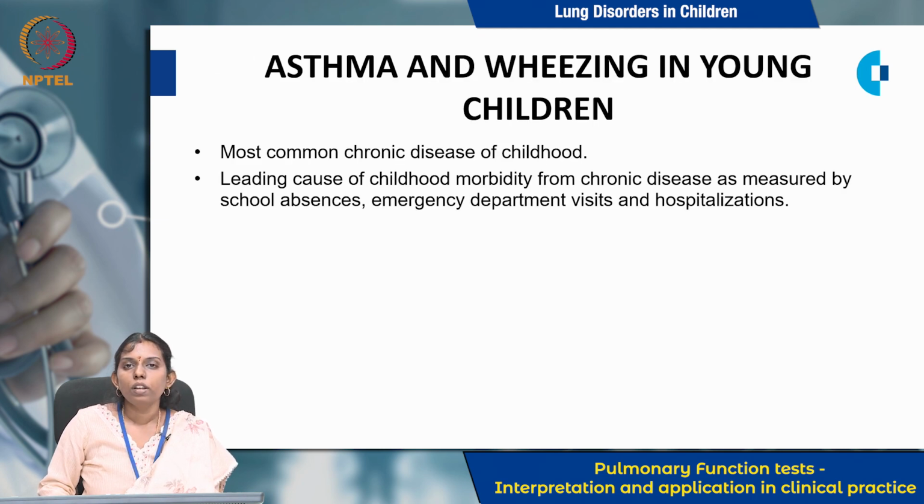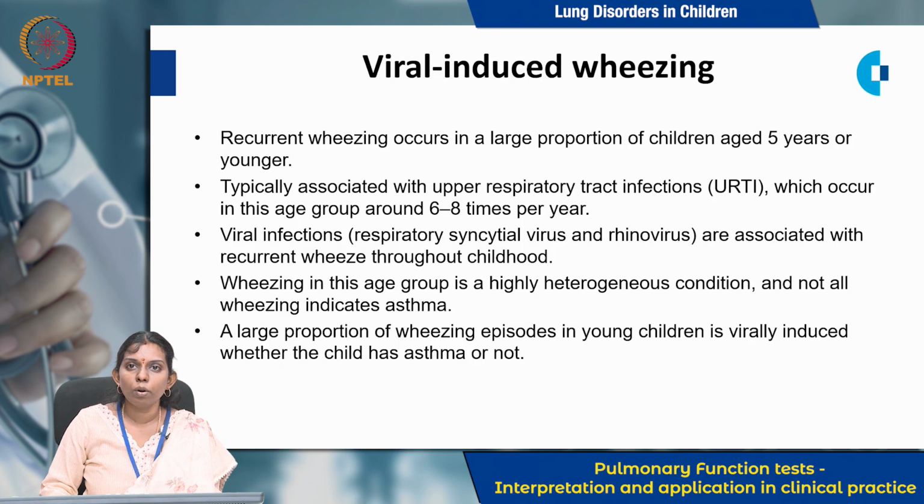Now, coming on to a child who is less than 5 years old. What could be the commonest phenotype in a child less than 5 years old? Again, this is a common chronic disease of childhood. So what does it lead to? It leads on to school absenteeism, emergency hospital visits, and the child being hospitalized n number of times.